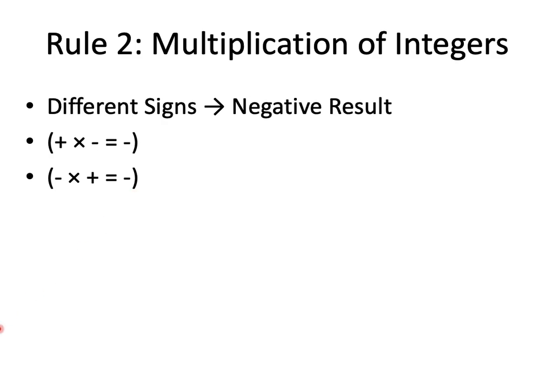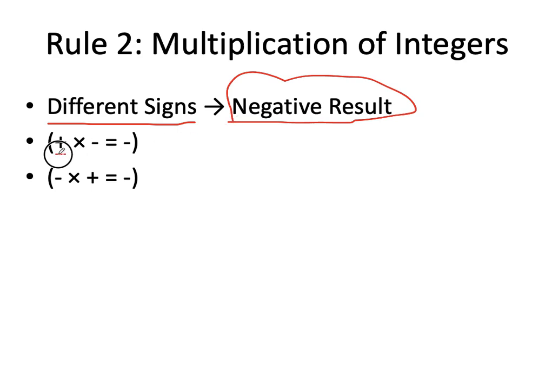Now we have the second rule. What is the second rule? When you multiply integers with different signs, the answer will always be negative. One positive integer multiplied with one negative integer, the answer will be negative. And a negative integer multiplied with a positive integer, then also the answer will be negative.